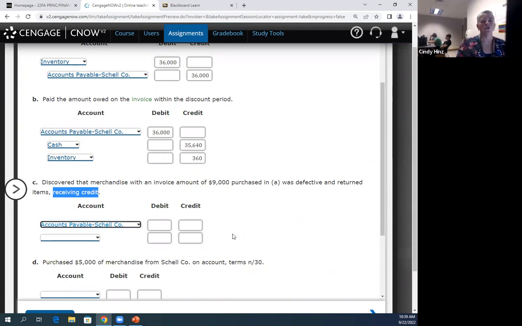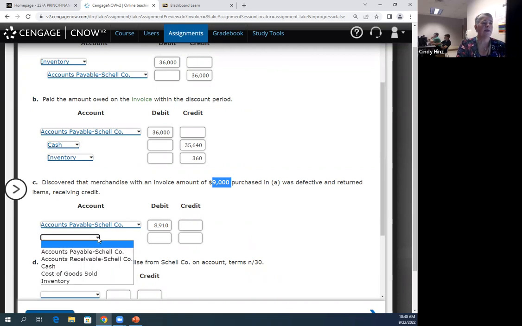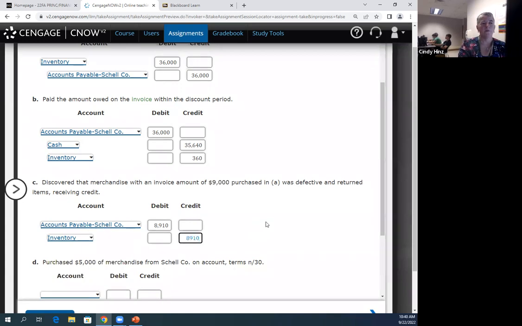Now, we already took the 1% discount. So the original invoice amount was $9,000, but we didn't pay $9,000 for it. We only paid 99% of that, or $8,910. We took the $9,000 of invoiced merchandise multiplied by 99%. They're not going to refund to us more than what we actually paid, of course. And because we're returning that inventory to them and we use a perpetual inventory account, we need to remove that inventory from our records as well.